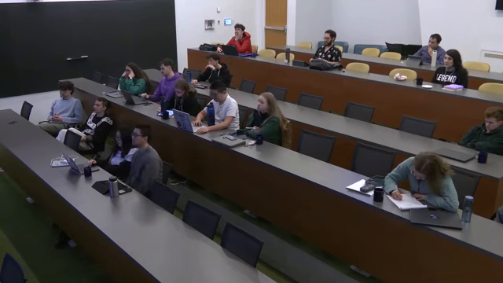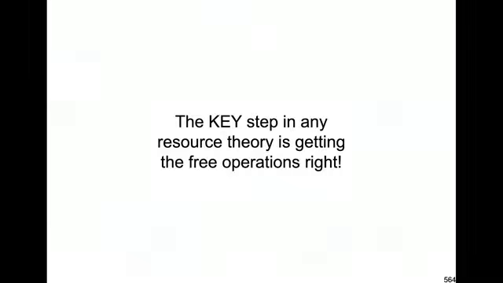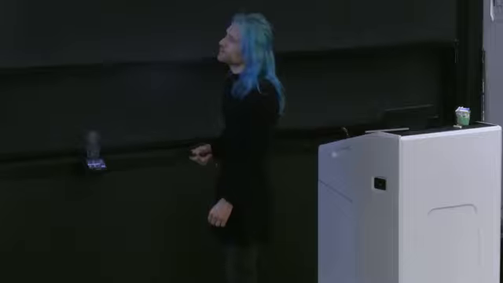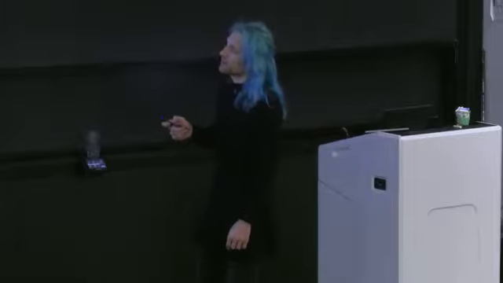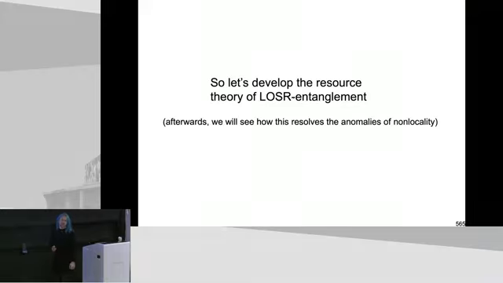So the key step in any resource theory is just getting the free operations right. Obviously, that's the key step because it's the only non-trivial step. Everything else is derived from the free operations. So you better get the free operations right. So with that, let's now develop this resource theory and see how it compares to the other resource theory of entanglement. So now I'm going to try to remember to always qualify which type of entanglement I mean. So I'll call it LOSR entanglement. And afterwards, we'll see how this resource theory resolves those anomalies of non-locality.